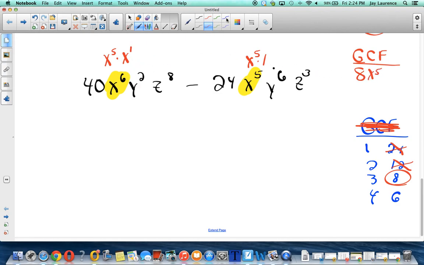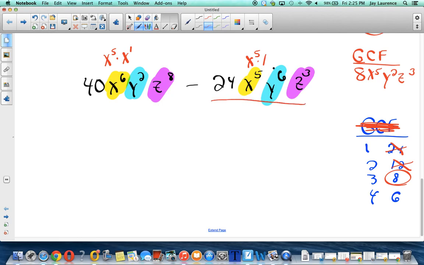Okay, how about the y's? Well, let's highlight those y's. There we go, y squared and a y to the 6th. The GCF of the y's is going to be y squared. And then the z's, I have a z to the 8th and a z to the 3rd. So that will get me a z to the 3rd. The GCF of the variable is always the least exponent.